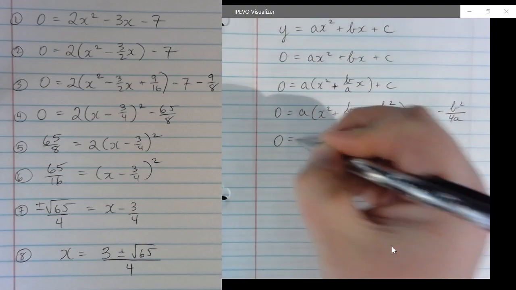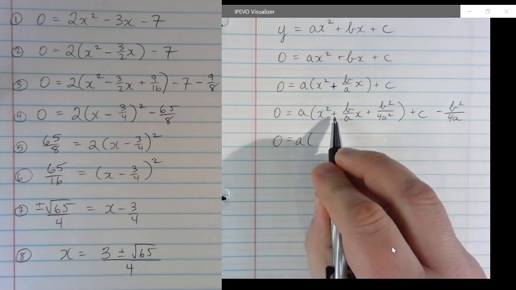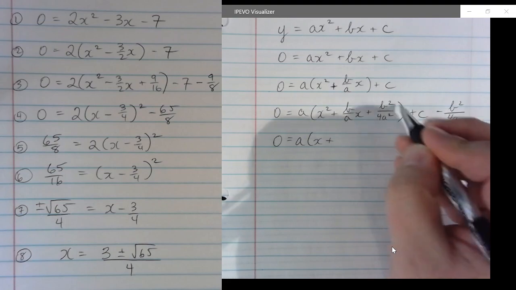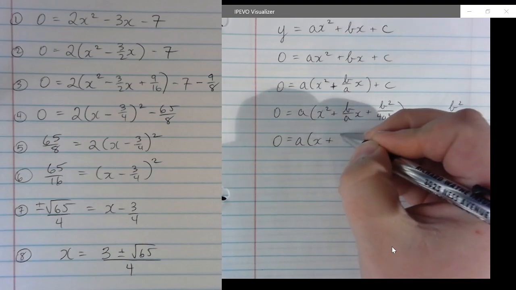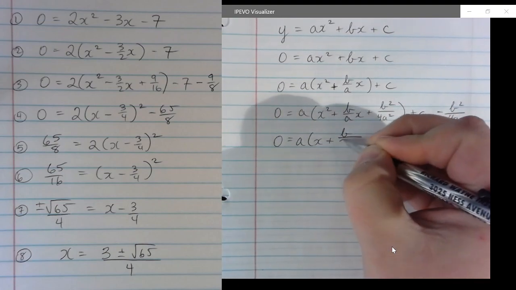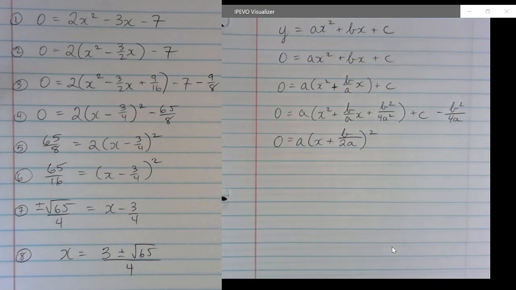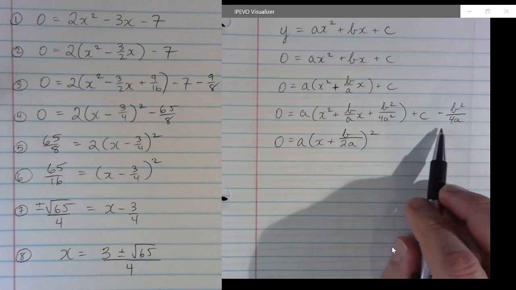So the first part's easier. We know that that's a plus between them, and we know that that's the square root of this thing, and the square root of b squared is b. The square root of 4a squared is 2a.